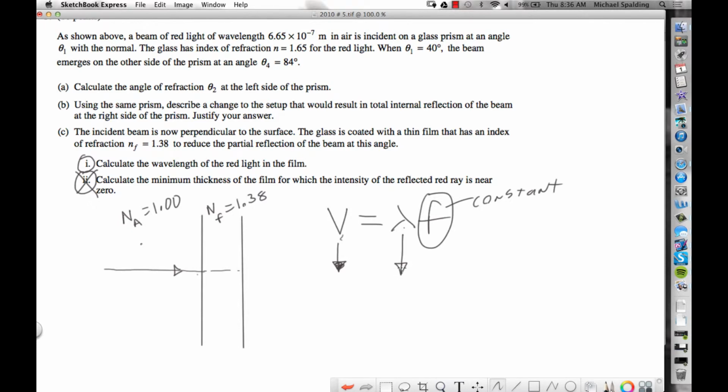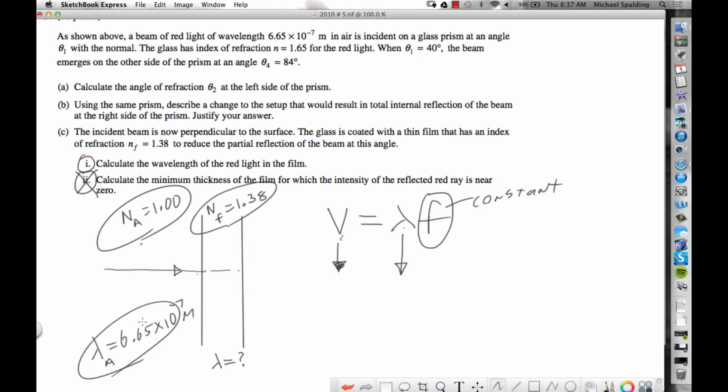So what they want us to figure out is the wavelength inside the film, and we have the wavelength in the air. The wavelength in the air is 6.65 times 10 to the negative 7 meters. So how do we do this? We have the indices of refraction, and we have the wavelength in air. The realization here is that frequency stays constant. The frequency in the air is the same as the frequency in the thin film. Does that make sense?